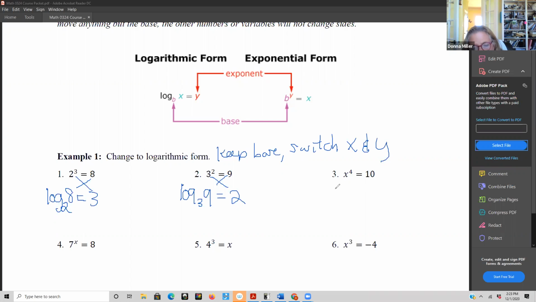Okay, so if I want to write this as a log, you've got to be careful here because there's an x in it, but it's still the same thing. The base here, what's the base of this? The base of this is x. All right, the log base x of 10 equals 4.